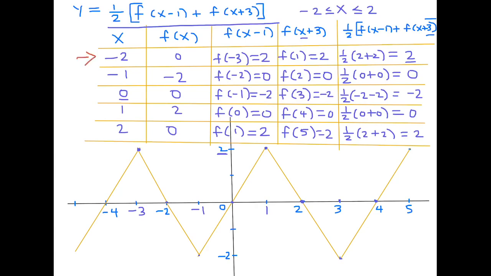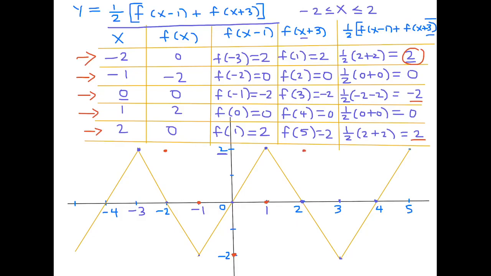So when x is minus 2, our big long equation is 2. So minus 2, 2, right there. When x is minus 1, we've got 0, so it's here. When x is 0, our big long equation is minus 2, so it's here. When x is 1, we have 0, so it's here. And finally, when x is 2, the y is 2, so we have here.